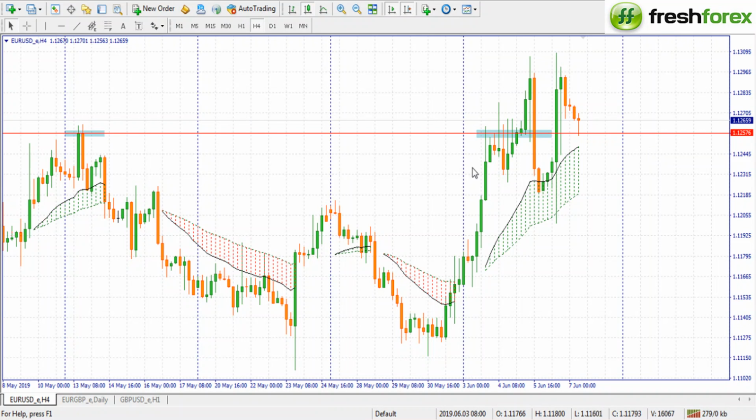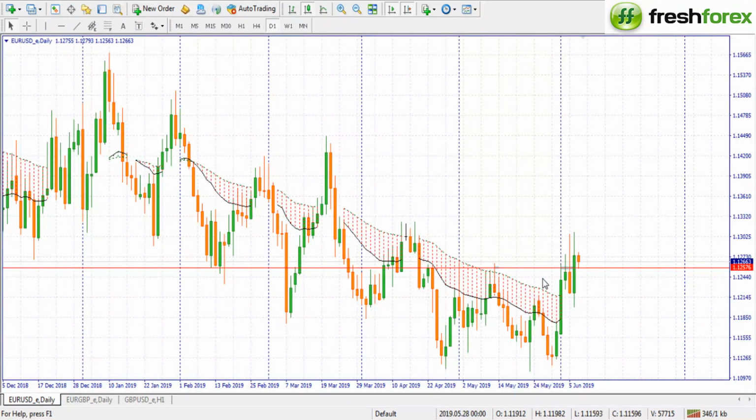Here Euro USD was a sell yesterday, but then it couldn't go below this support here. So we want price to clearly either break below this level so that it proceeds downwards, or as long as it remains above this level, we expect it to proceed even higher. On the daily, this is what we have.